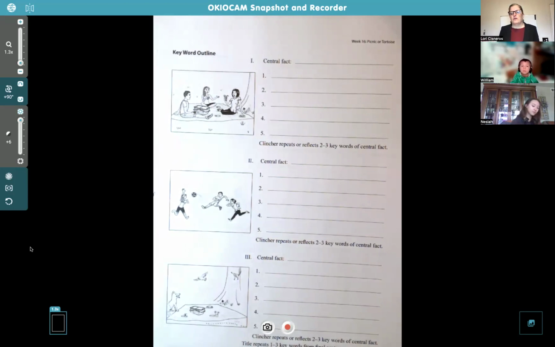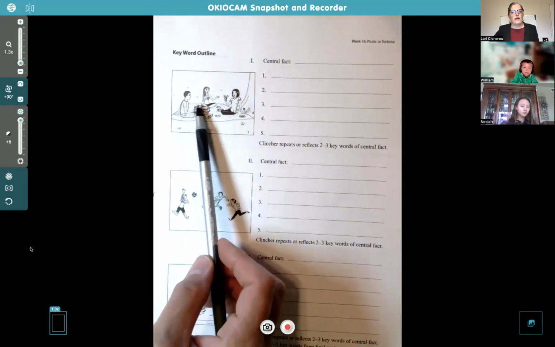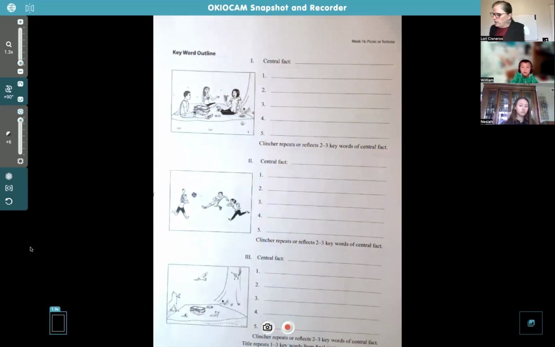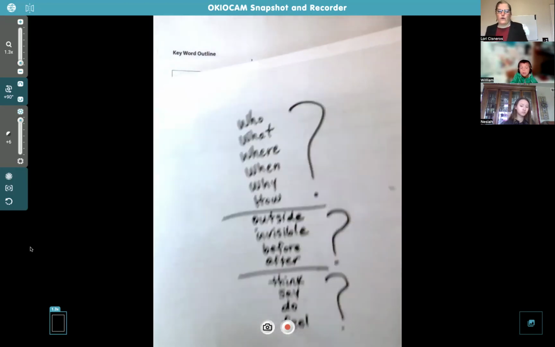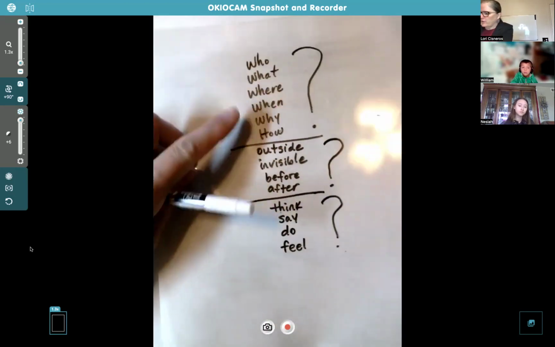So they're cousins. Why are they having a picnic? Another good question word here. Why? Why are they having a picnic? Because they haven't seen each other in a long time. Good. So they haven't seen each other and they want to hang out. That's good.